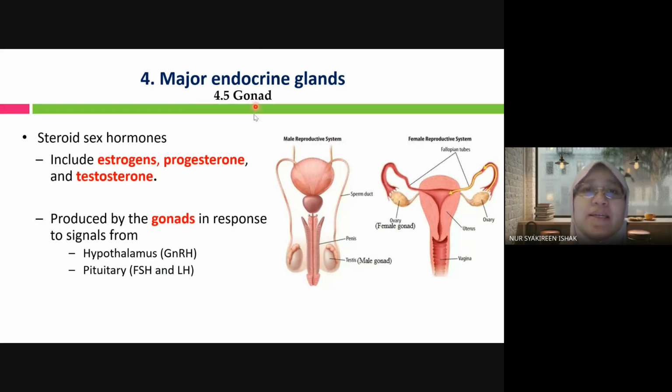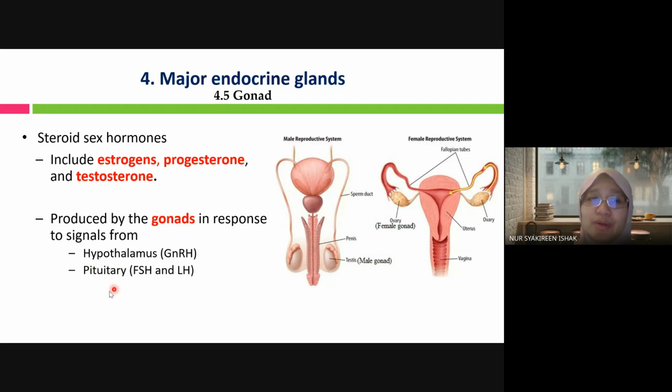Okay, so next is gonad. Okay, so gonad. So steroid sex hormones include estrogen, progesterone, testosterone. So these are sex hormones which are steroids. Okay, so produced by the gonad in response to signal from the hypothalamus and also pituitary gland. So hypothalamus produce and secrete GnRH. Okay, gonadotropin, gonad, ovary and also testis. Gonadotropin releasing hormone, tapi dia tak pergi straight kepada gonad, dia pergi kepada pituitary gland lah, the anterior.